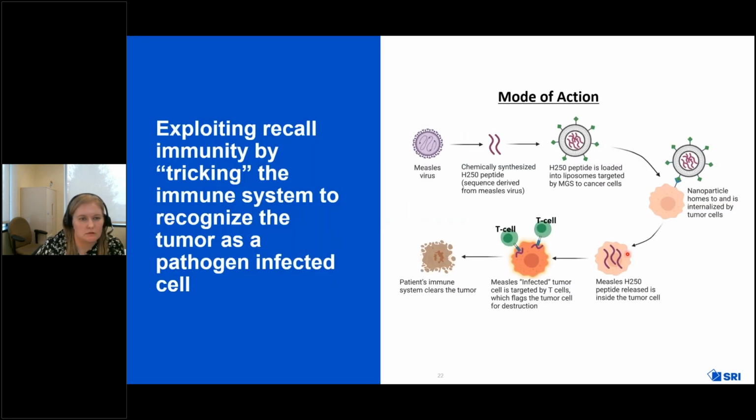But what we're really trying to do here is to exploit the recall immunity by tricking the immune system into recognizing tumors as a pathogen-infected cell. So again, our mode of action is we're utilizing chemically synthesized H250 peptides. We are then encapsulating and loading it into our liposomes, which again have our MGS5 on the outside to be able to then home and target and internalize into the tumor cells. That then allows for the release of the H250 peptide within the tumor cell to then be presented onto MHC class 1 and to present to T cells. This triggers the patient's immune system to clear the tumor.